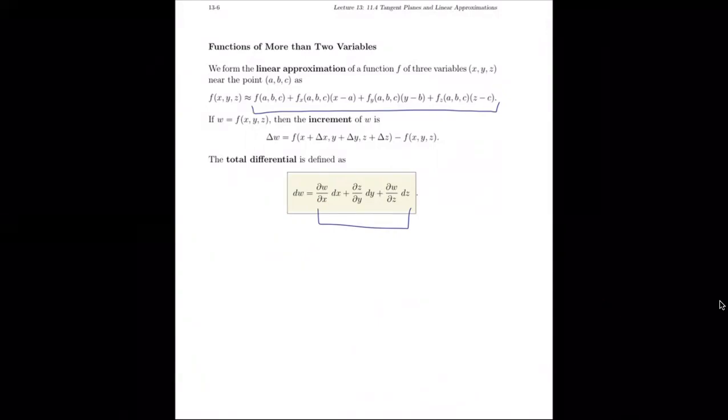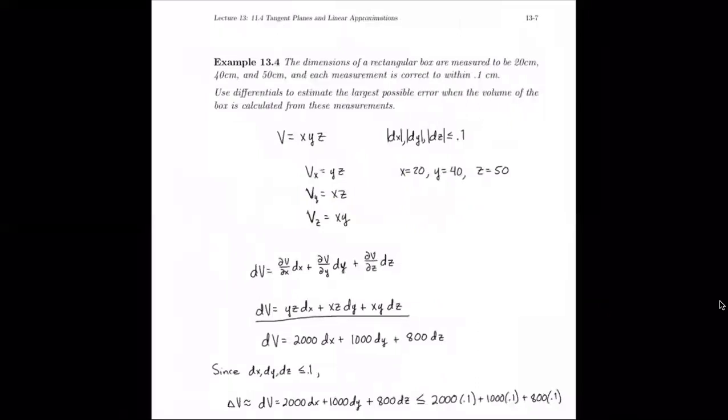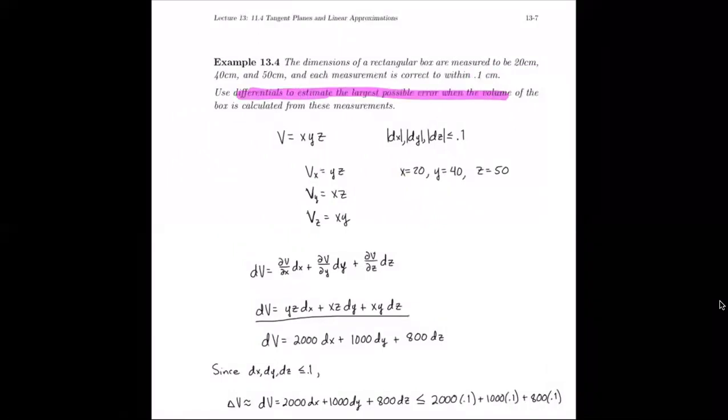All right, so one more example, and that involves a function of more than 2 variables. This is a nice problem. We're told that the dimensions of a rectangular box are to be 20 centimeters by 40 centimeters by 50 centimeters. Okay, and each measurement is correct to within 0.1 centimeter. So we know there's some margin of error. So our error bounds for each of these length measurements is 0.1 centimeter. They ask us to use differentials to estimate the largest possible error when the volume of the box is calculated from these measurements. So that's dz, not delta z.